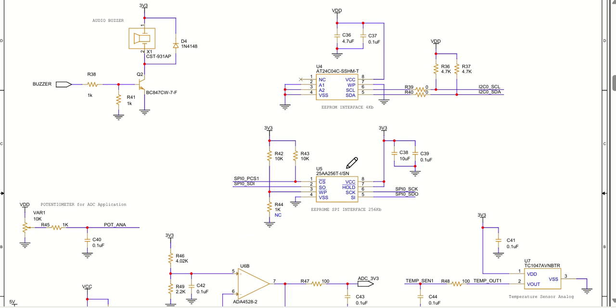Coming back to the next part, let us start one by one. So we have an audio buzzer that is being driven by one PWM signal. You have to give 2.71 kilohertz to give that beep sound.